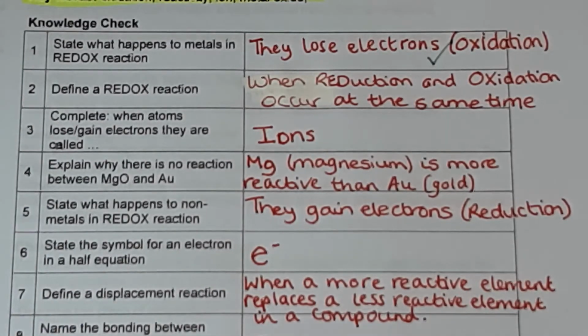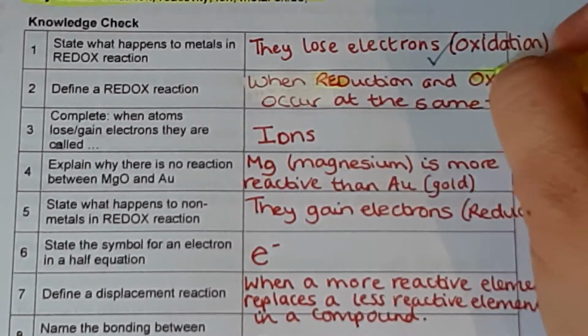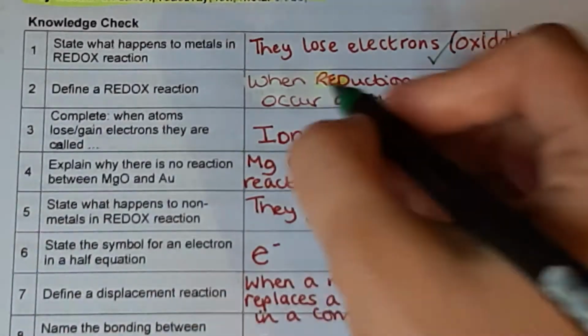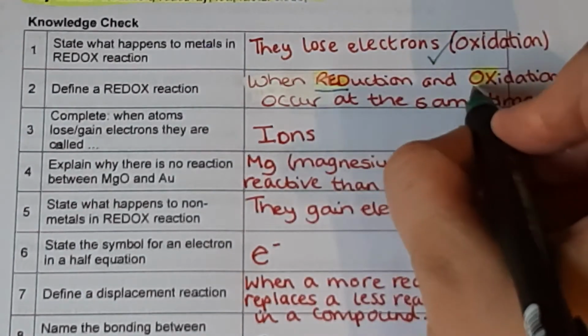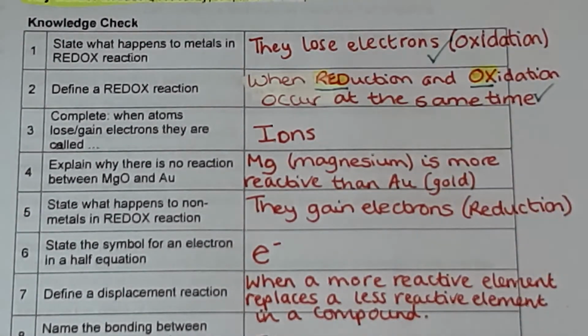Question 2. Define a redox reaction. So that's when reduction and oxidation occur at the same time. And I've written in capitals RED from reduction and OX from oxidation, to remind you that's how the word redox is formed. So it's when they occur at the same time. Question 3. Complete. When atoms lose or gain electrons, they are called ions.